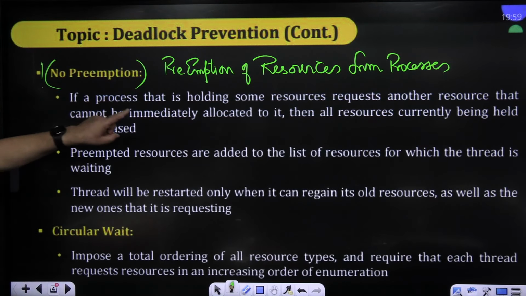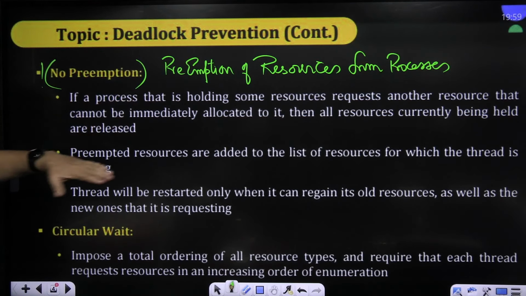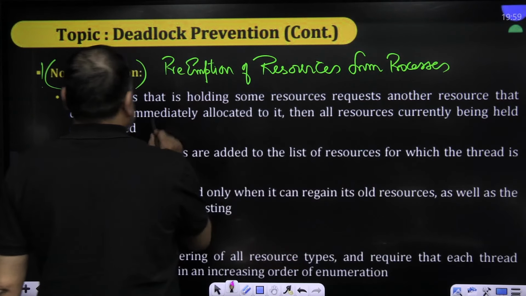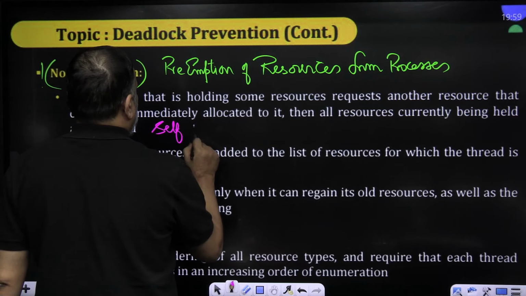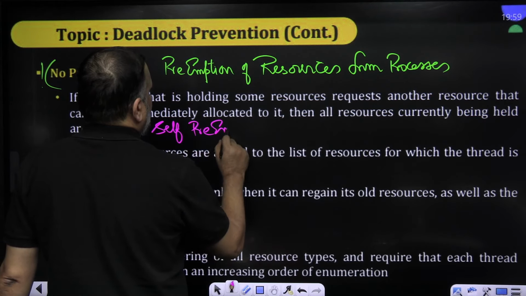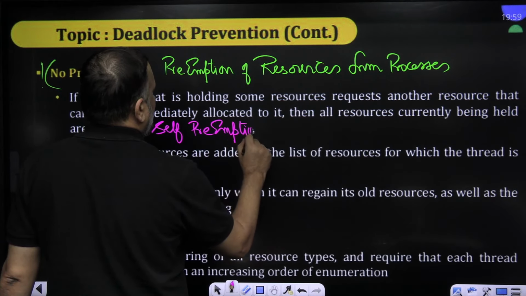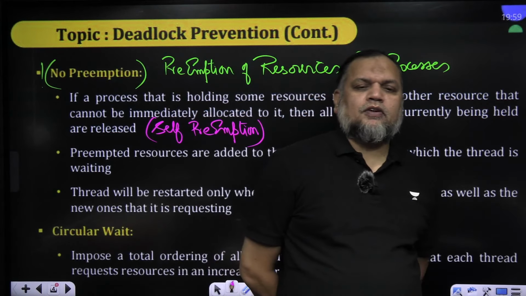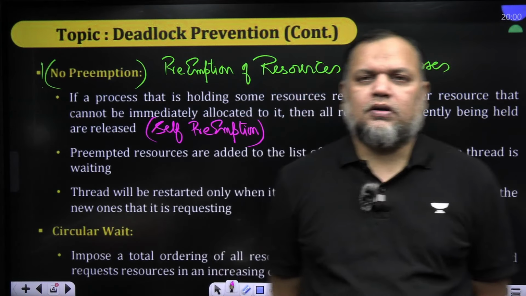If a process that is holding some resources requests another resource that cannot be immediately allocated to it, then all resources currently being held are released. So this is called self-preemption. Boys and girls, this is called self-preemption. Wo sochega ki theek hai, meri request complete nahi ho pa rahi hai, so maybe other processes might be in requirement of my resource. Let them complete. I will complete later on. That is self-preemption.